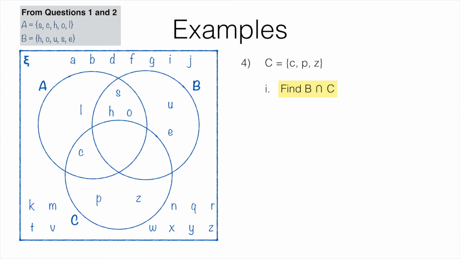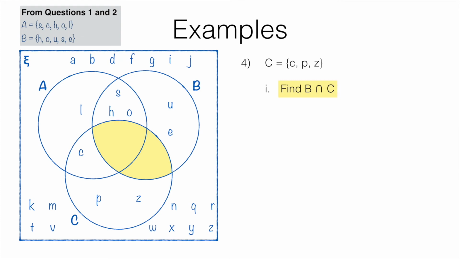Let's look at the first part of this question. We need to find the intersection of B and C. Pause the video and see if you can identify the correct region of the Venn diagram that corresponds to the intersection of B and C. Here's the answer. This region is the intersection of B and C. This is the region showing everything that's in B that is also in C.